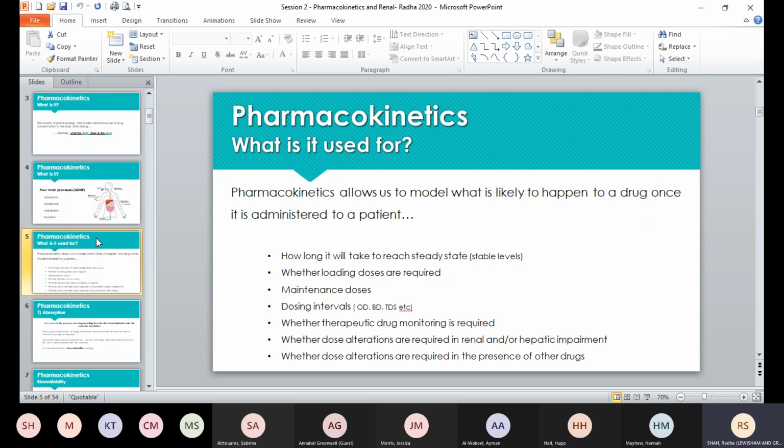We also study pharmacokinetics to see if we need to alter any doses, if a patient has any kidney impairments, so renal impairments, or any hepatic impairment. And then where we do have these dose alterations, are there any other drugs present? Are there any interactions between them? So pharmacokinetics is basically like a model to see the likelihood of what is going to happen to the drug once it's given to the patient. And then it allows us to determine all of the things that are listed that I've just gone through.